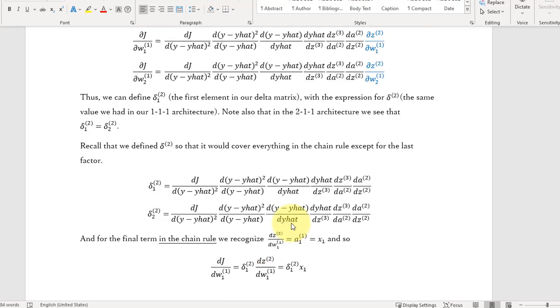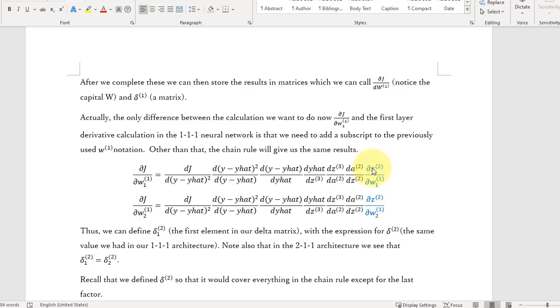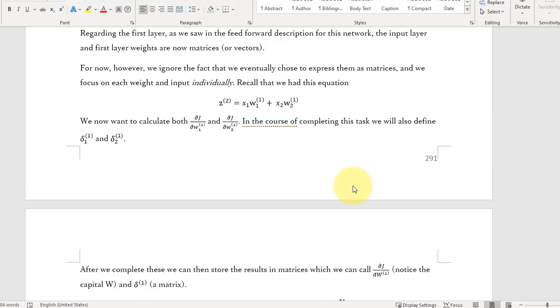And then we need the final term here and the final term here, and they're not going to be exactly the same as before. But if we want the derivative of z2 with respect to w11, if we look at this calculation, this is z2. If we want the derivative with respect to w11, it's going to be x1. This is going to be 0, and this is going to be x1.